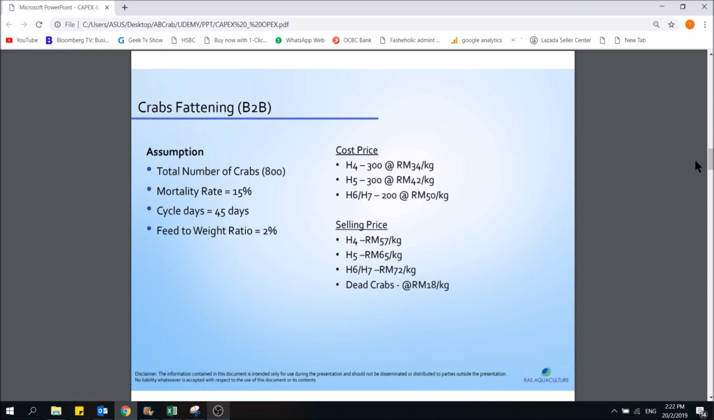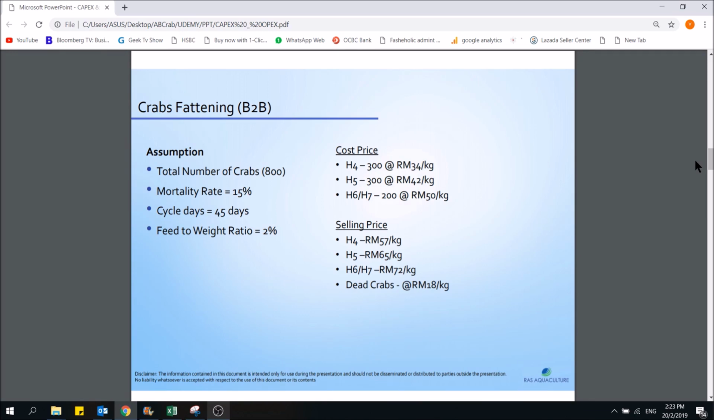The fattening cycle is about 45 days with a mortality of about 15%. Right now we are seeing about 10 to 20%, and our fattening cycle is about 30 days. The feed to weight ratio is about 2 to 3%. In this case, I'm presenting a B2B model. B2B means you are essentially selling crabs to restaurants and not to the end consumer.